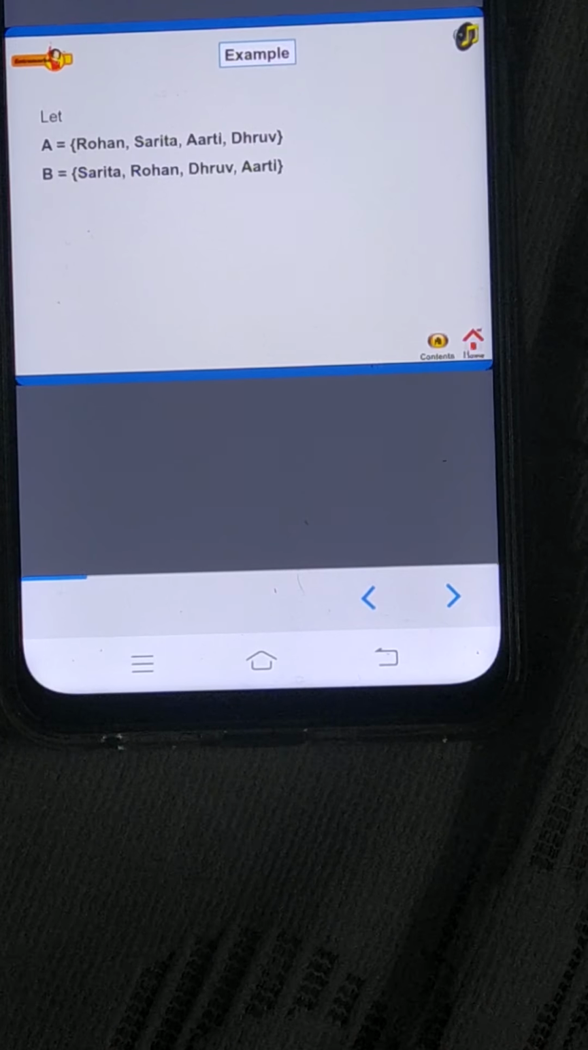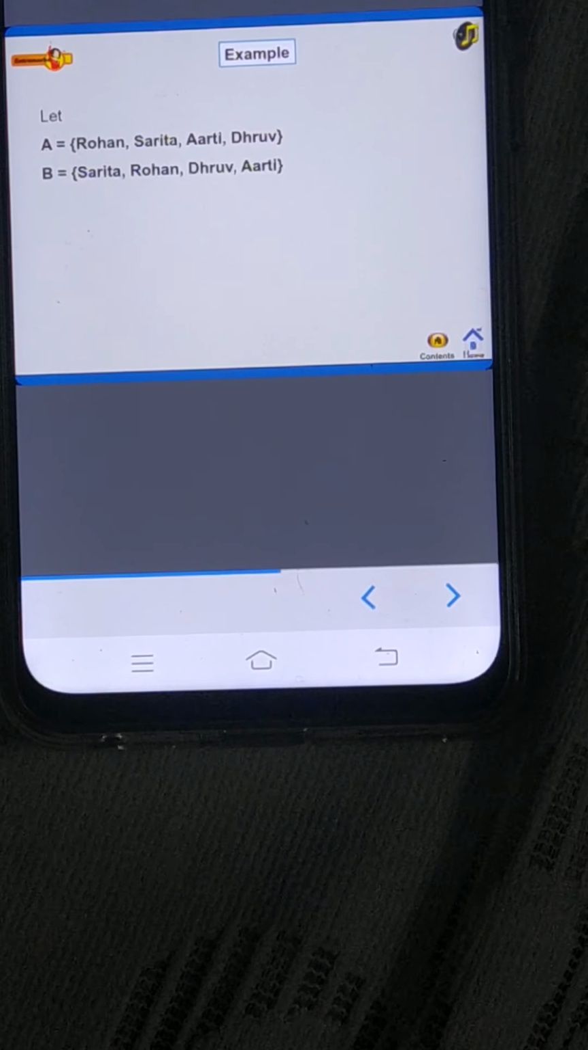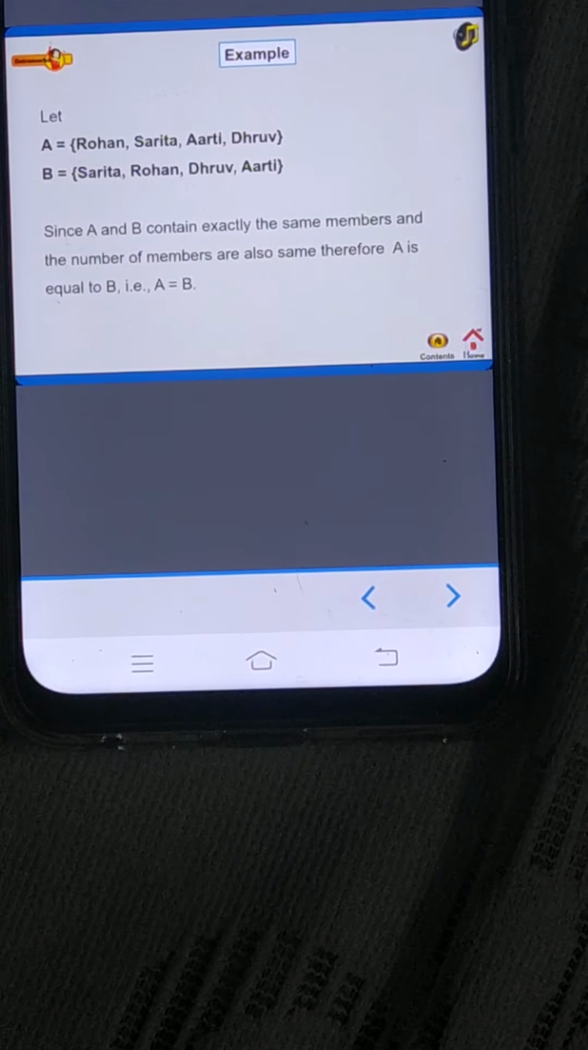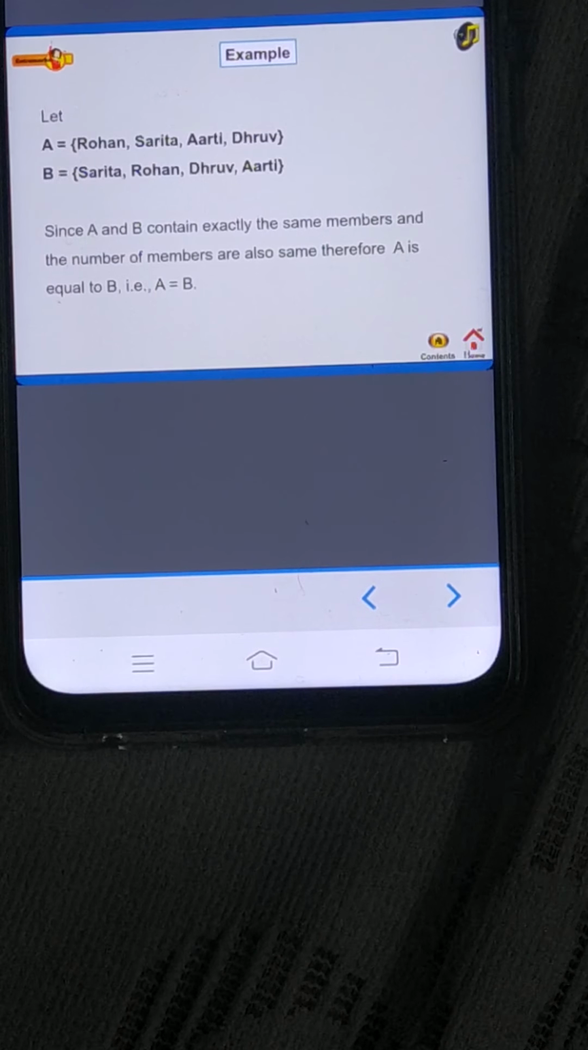Here is an example. Two sets A and B. Rohan, Sarita, Arati and Dhruv in set A and Sarita, Rohan, Dhruv and Arati in set B. Since A and B contain exactly the same members and the number of members are also the same, therefore A is equal to B.